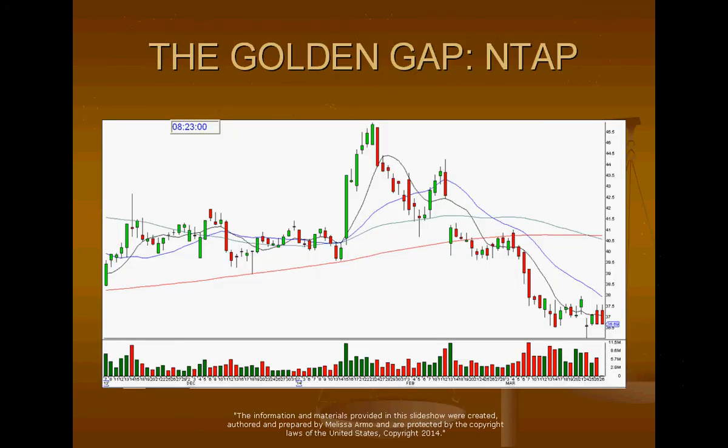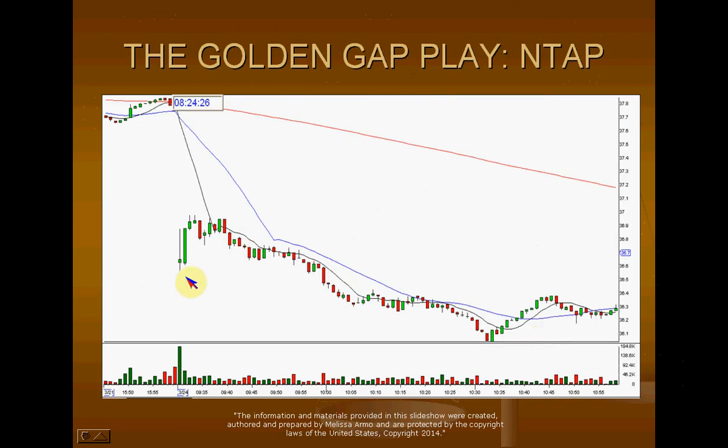Here's another one here. This was NTAP. Another one that's headed lower. This was back here, you see, on the 24th. Now, it doesn't look like much because it has a topping tail and a bottoming tail, and the body isn't red. It's like a doji. But it had a nice short in here in the morning. And again, look at this.